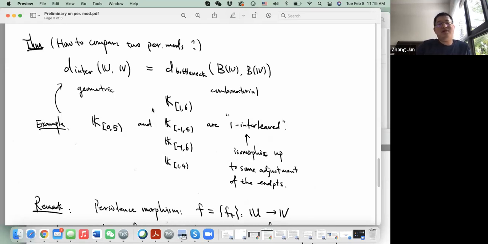And the rigorous definition can be derived in somehow this way. And the right-hand side, the bottleneck distance, is a little bit more complicated. Since it's not the focus of this talk, I will not give the definition. And if you're interested, you can check any book or any paper about this.